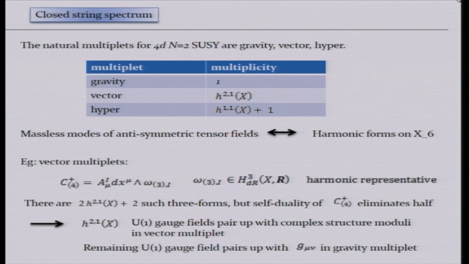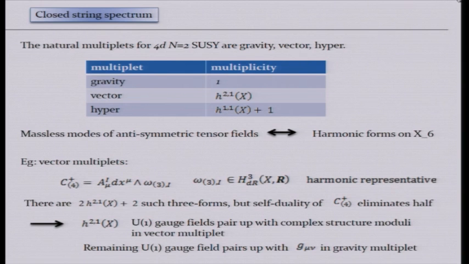So how do you get a vector? Well, you take this four-index anti-symmetric tensor field, and to get a vector in four dimensions, I have one index in four dimensions, which means that the remaining three indices must be along the internal space, along the Calabi-Yau. So I want harmonic three-forms on the Calabi-Yau. And as we discussed, for every cohomology class there's a unique harmonic representative. So the number of these harmonic classes is counted by the Betti number b3 of the Calabi-Yau.